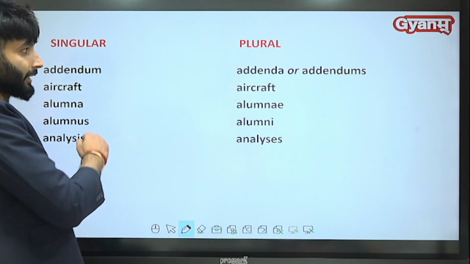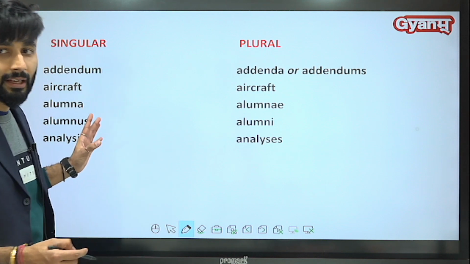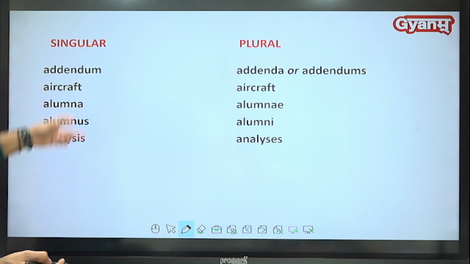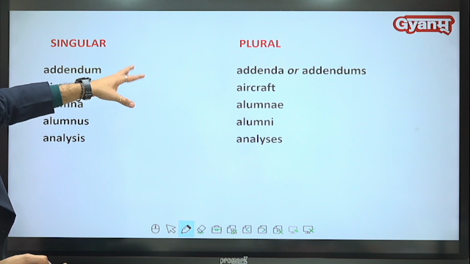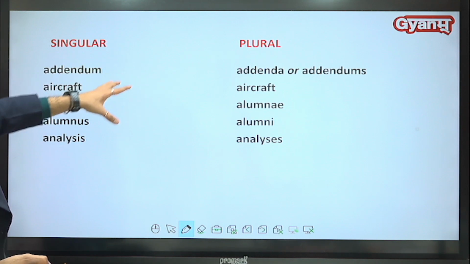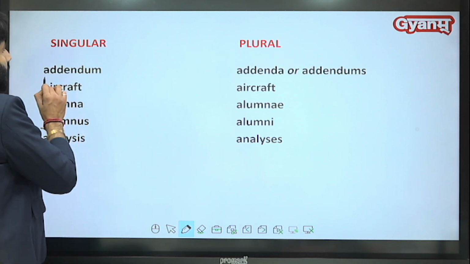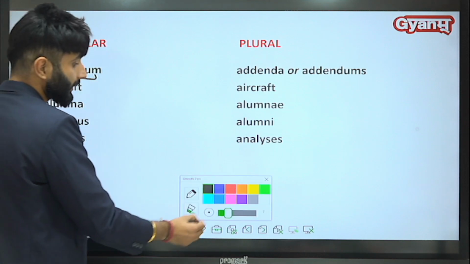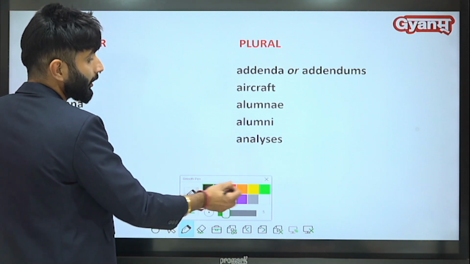You've got a singular and the plural. The left side contains singular entities, all of the singular ones. The right side talks about plural ones. Let's discuss thoroughly right now. Now, there's a word called addendum. Obviously, all these singular entities have enough ability to take an article.